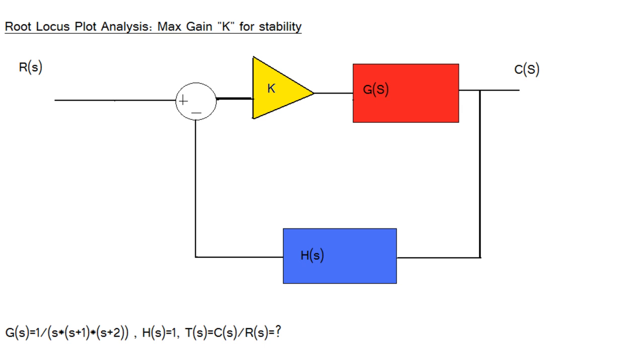In this video, I'm going to show you how to find the value of k for which your system is stable. Whenever we have this block diagram here, let's say that g is 1 over s times (s plus 1) times (s plus 2), h is 1, and initially let's say that k is also 1. But then of course we're going to vary k so that we find the range for which the system response to a step input is stable.